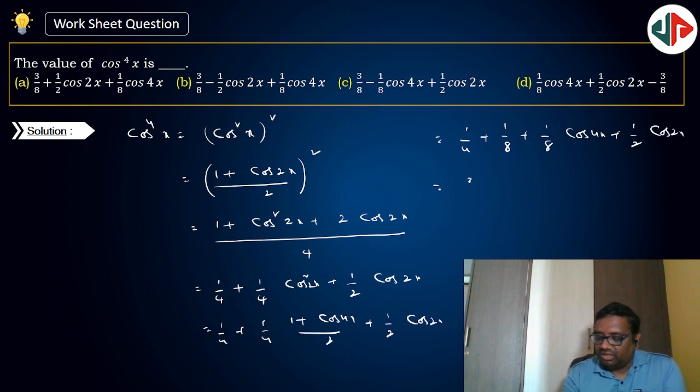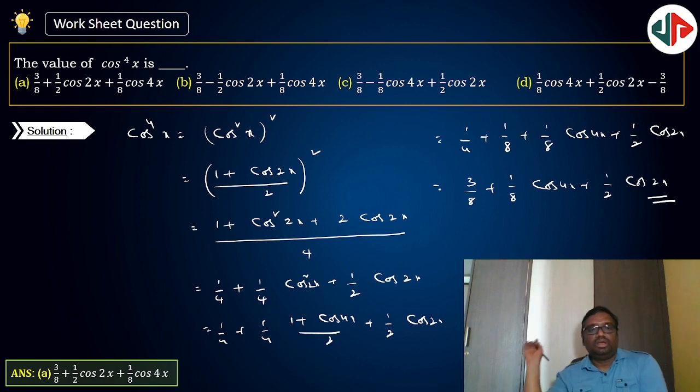If you take LCM, this is 3 by 8 plus 1 by 8 times cos of 4x plus 1 by 2 times cos of 2x. So your option is 4. Okay, 3 by 8 plus 1 by 2 times cos 2x plus 1 by 8 times cos of 4x.